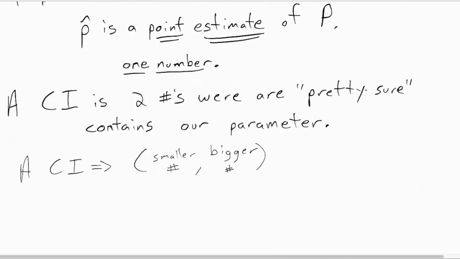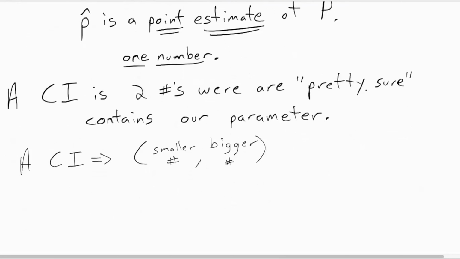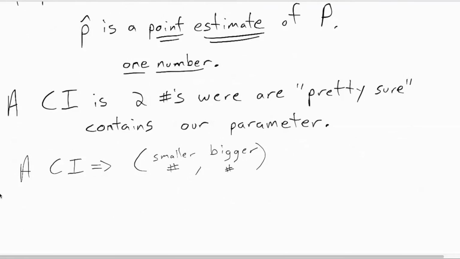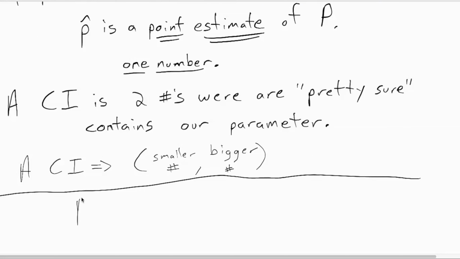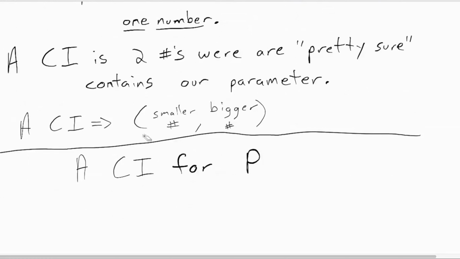We need to find this confidence interval. There's a formula to do this. I'll give you the formula. The formula when you're making a confidence interval for a proportion always has the same format, which is you put the point estimate right in the middle.